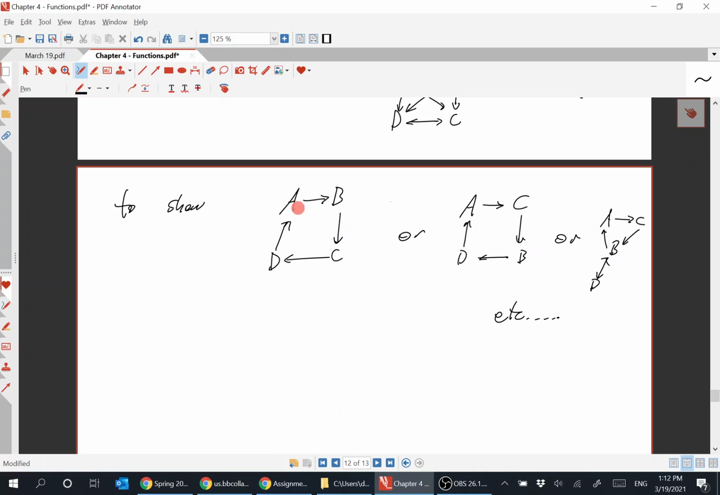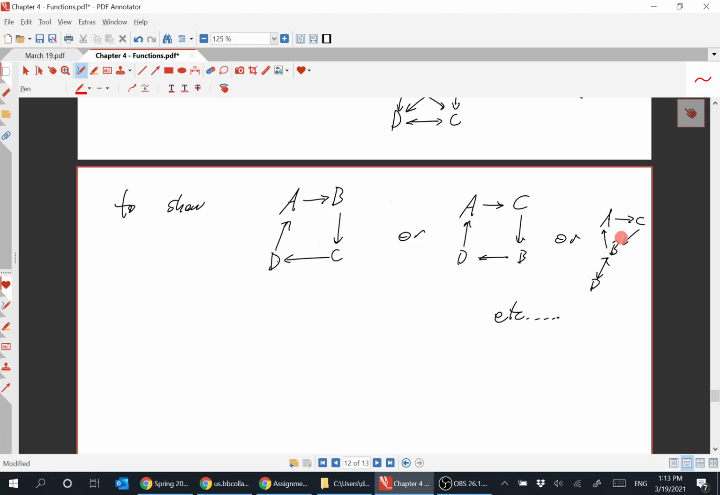Here, A implies B and B implies C, therefore A implies C, right? And then C implies D and D implies A, therefore by hypothetical syllogism, C implies A. So I've got A implies C and C implies A. So we're good to go there. Also, I have A implies B. How do I get B implies A? Well, B implies C, and C implies D, and D implies A. Therefore, B implies A.